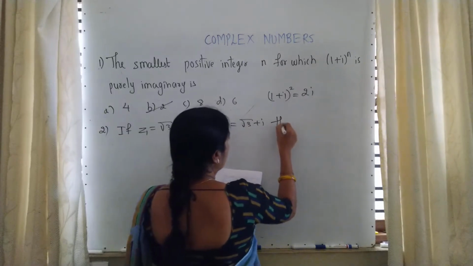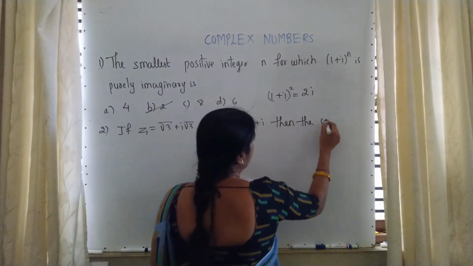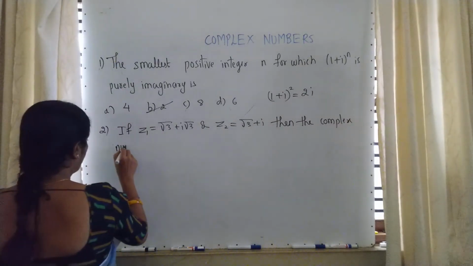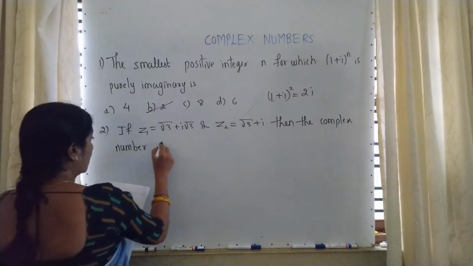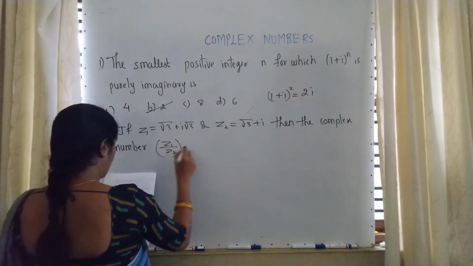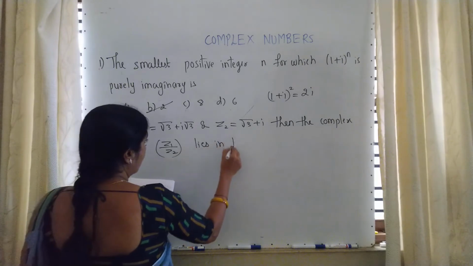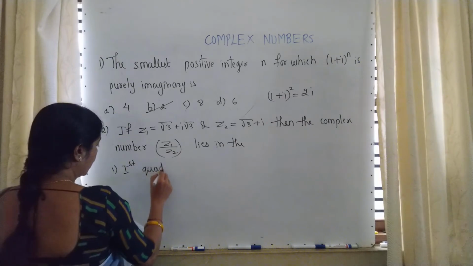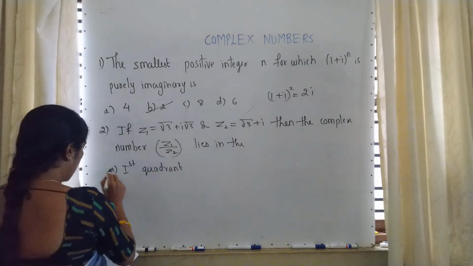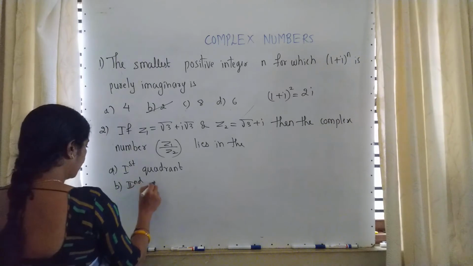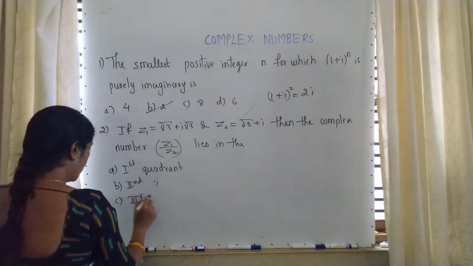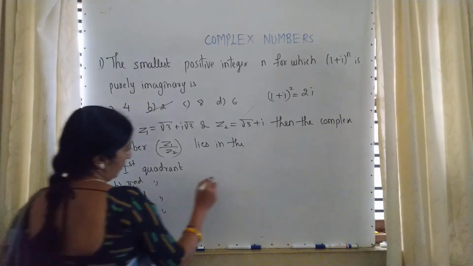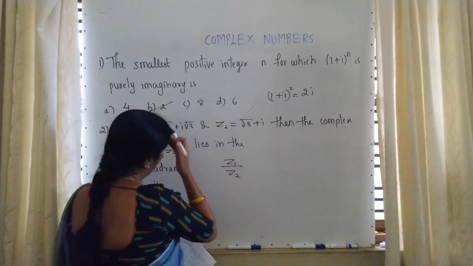Next, if z1 is root 3 plus i root 3 and z2 is root 3 plus i, then the complex number z1 upon z2 lies in: first option, first quadrant; B, second quadrant; C, third quadrant; D, fourth quadrant. So first calculate what is z1 upon z2.